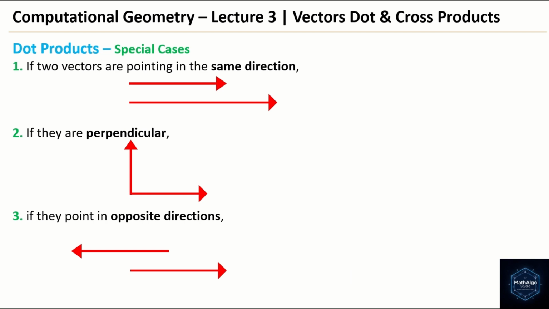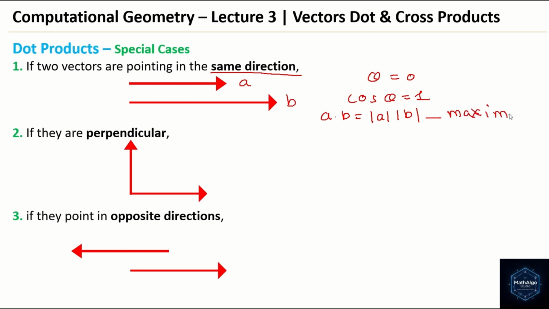These cases help us quickly understand the relationship between two vectors just by looking at their dot product value. First case. If two vectors are pointing in the same direction, the angle between them is 0 degrees. Since cos 0 is equal to 1, the dot product A dot B becomes magnitude of A times magnitude of B, which is the maximum possible value. So when vectors are aligned in the same direction, the dot product is positive.